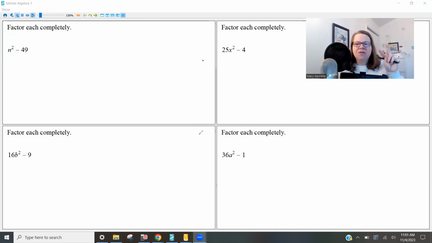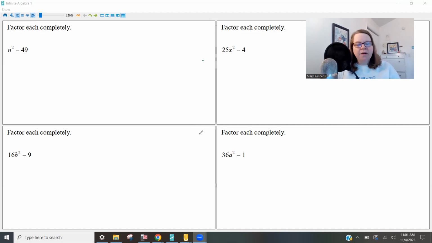Okay, so you see how there's just two terms each time? There's an n squared and a 49, a 25x squared and a 4, right? They all also have a subtraction sign in between the two, right? So two terms, they're all subtraction. And then think about the numbers themselves. You've got 49, 25, 4, 16, 9, 36, and 1. All of those have something in common.